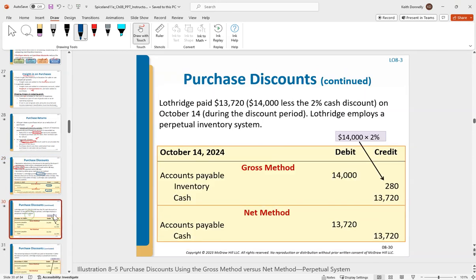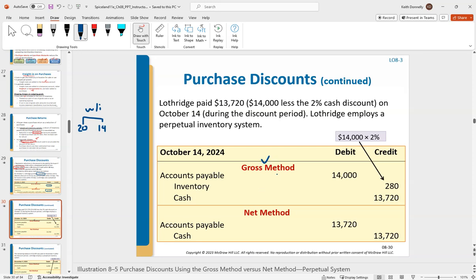So let's say those are the facts. There was $20,000 that we owe them. We bought some inventory, and here we are within the window where you get the discount. And we're going to say, of that 20, we're going to try to pay off 14. How do you account for this under the gross and net methods?